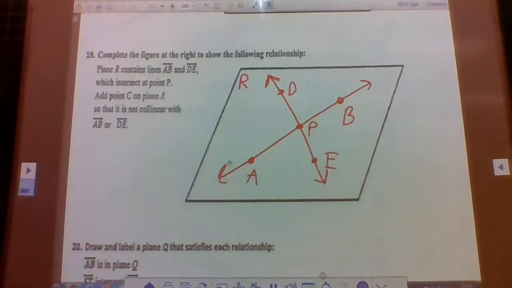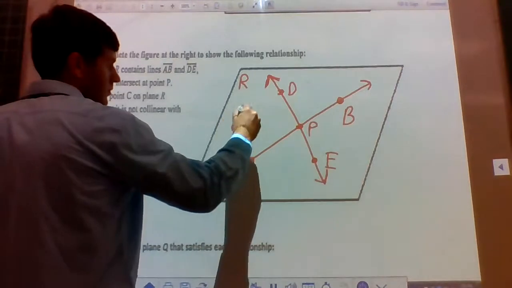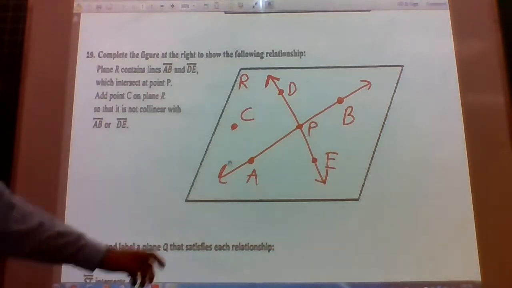Add point C on the plane so that it is not collinear with AB or DE. So point C. Not collinear means it's not on the same line as either one of those. So it's not on line AB, it's not on line DE, but it's in the plane.